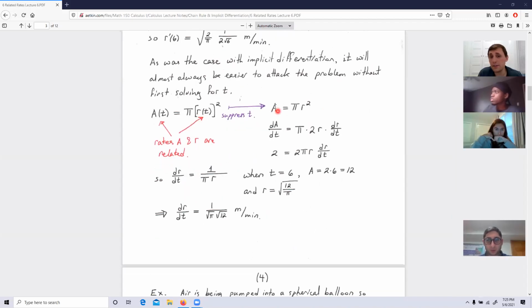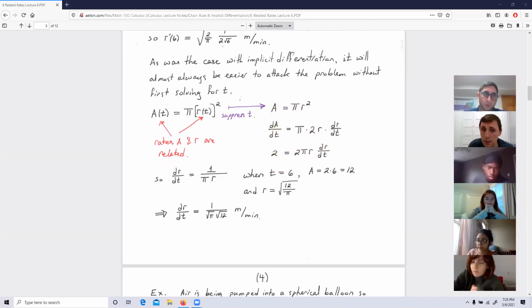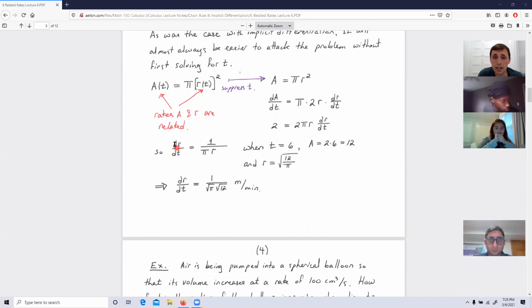So I take the derivative with respect to t using implicit differentiation. The derivative of A is dA/dt, and the derivative on the other side with respect to t is pi times 2r dr/dt. Now what do we get here? It's 2, and the derivative here is 2 pi r dr/dt. You see why it's 2, guys? Because the area is changing at a constant rate. So what do we get? We get that dr/dt is 1 over pi r. And if t is equal to 6, I will get dr/dt equal to this quantity.